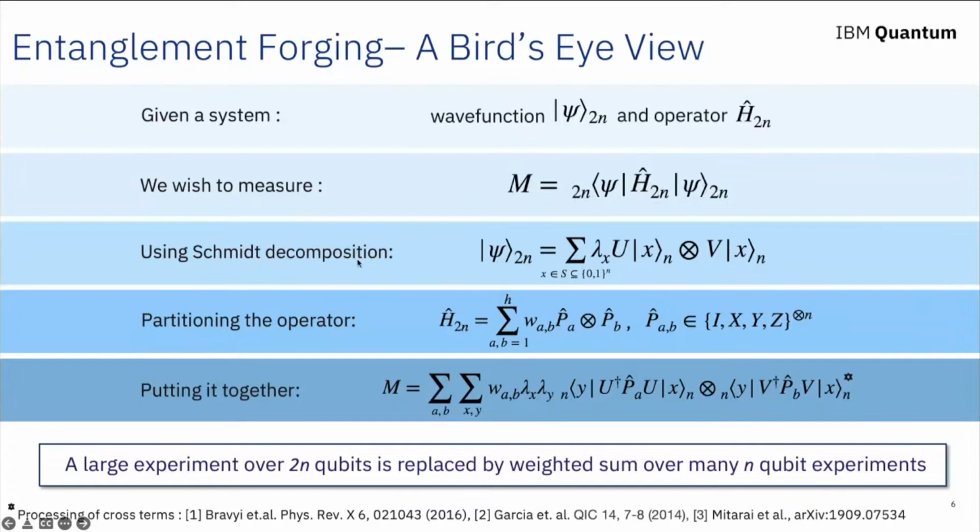So one can perform a Schmidt decomposition of the wave function in such a way that your system is divided in parts. So in this particular situation, let's consider that it's an equal division of the 2n qubits into 2 subsystems of n qubits each. And the lambdas here would be what you call the Schmidt coefficients for such a decomposition.